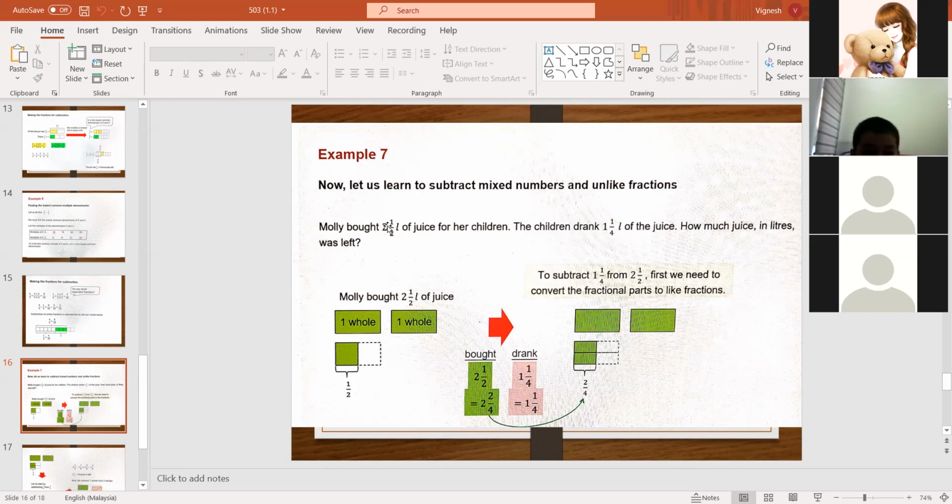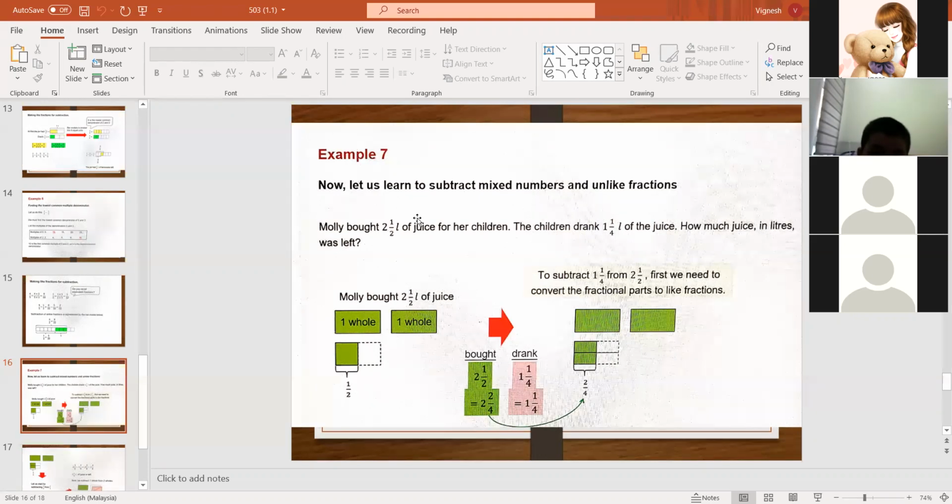How? 1/2 minus 1/4. You have to make the denominator equal. How? 2 times 2, you will get 4. And then 1 times 2. Correct or not? It's 2/4 minus 1/4. Correct or not, class? Yes, teacher. 2 times 2, 4. 1 times 2, 2. So 2/4 minus 1/4 is equals to 1/4. Very good.